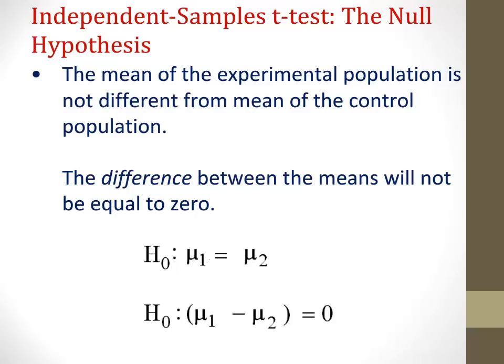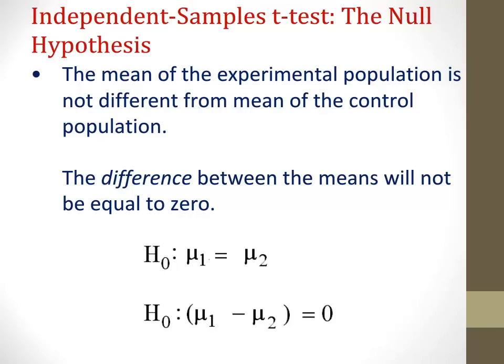So the null hypothesis that's being tested in an independent samples t-test simply states that there will be no difference between the experimental population's mean and the control group population's mean, or that the difference between the means will be equal to 0. In our example, again, there will be no statistically significant difference in graduate students' course points based on the type of communication medium they use to communicate in their online courses.